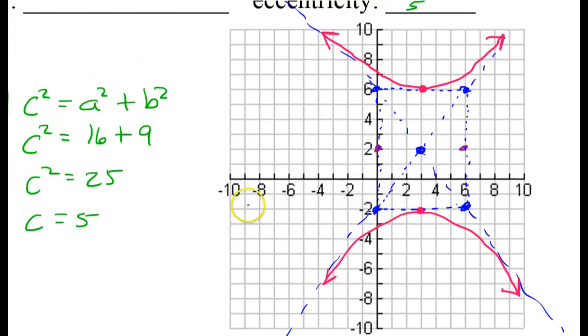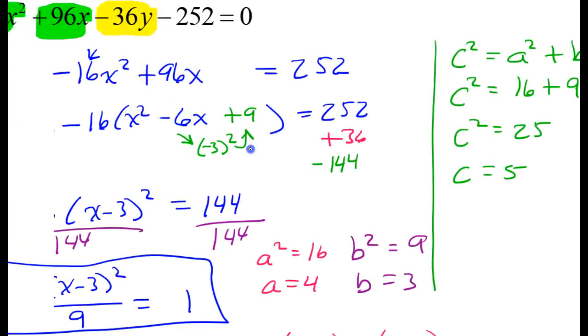And I can also plot the foci. So I'm going to take my c. C is the distance from the center to a focus. So if I go up 5, there's a focus. If I go down 5, there's a focus. So 3, negative 3, and 3, 7.